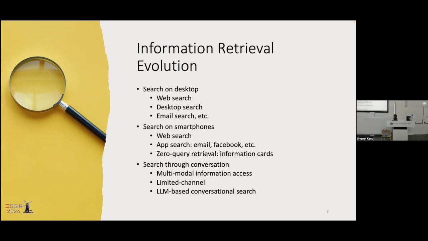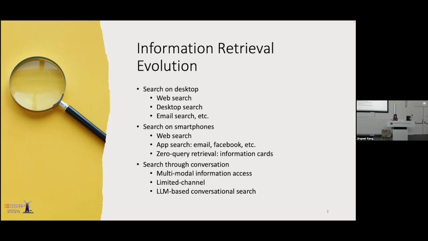And in smartphone search, there is a very unique type of search called zero query retrieval, where sometimes we don't even need a query to search for something. In these scenarios, our smartphone just proactively provides us with relevant information, enhancing our daily life. One typical scenario is that sometimes we want to know the weather of today, and we simply open the weather app without any inputs, and the smartphone will return the weather of today using some information cards.